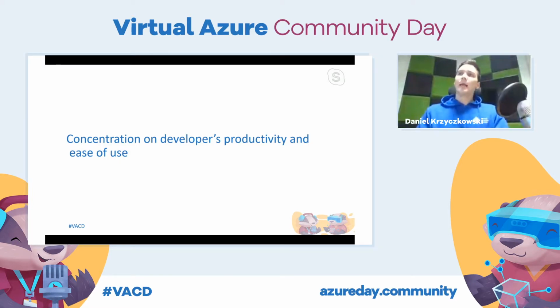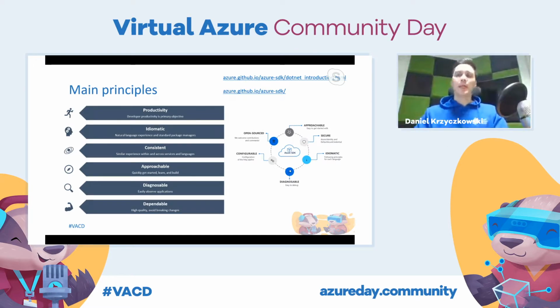Let me show you some main principles related with Azure SDK, together with some interesting links. I think those links will be interesting for you, and I will show them in the browser at the end. But the main principles are productivity. Developer productivity, as I mentioned, is the primary objective for the new Azure SDK version. The second thing is related with different languages. If we look at Java, Python, and .NET, each language has some specific features, but it's good to have an idiomatic Azure SDK.